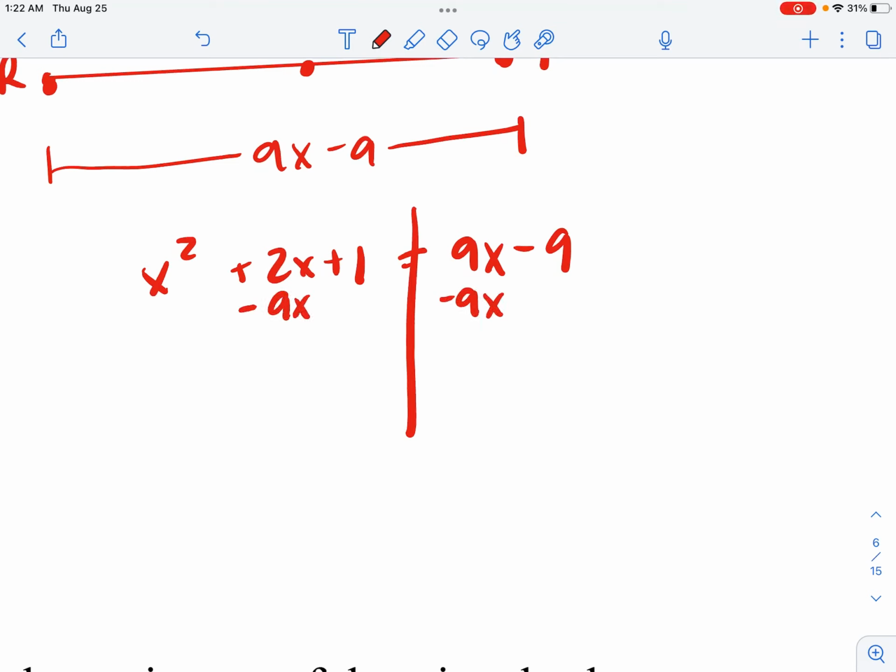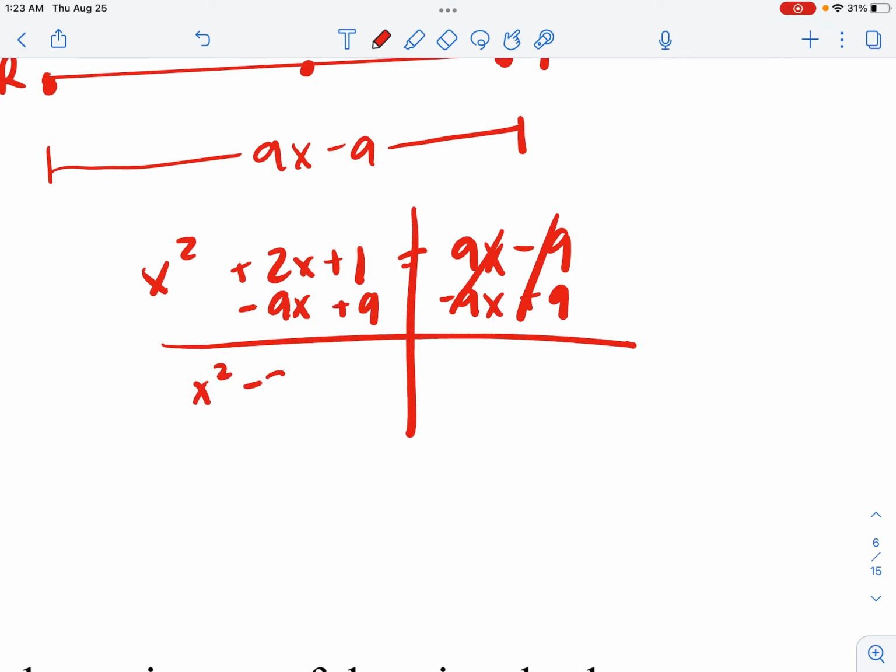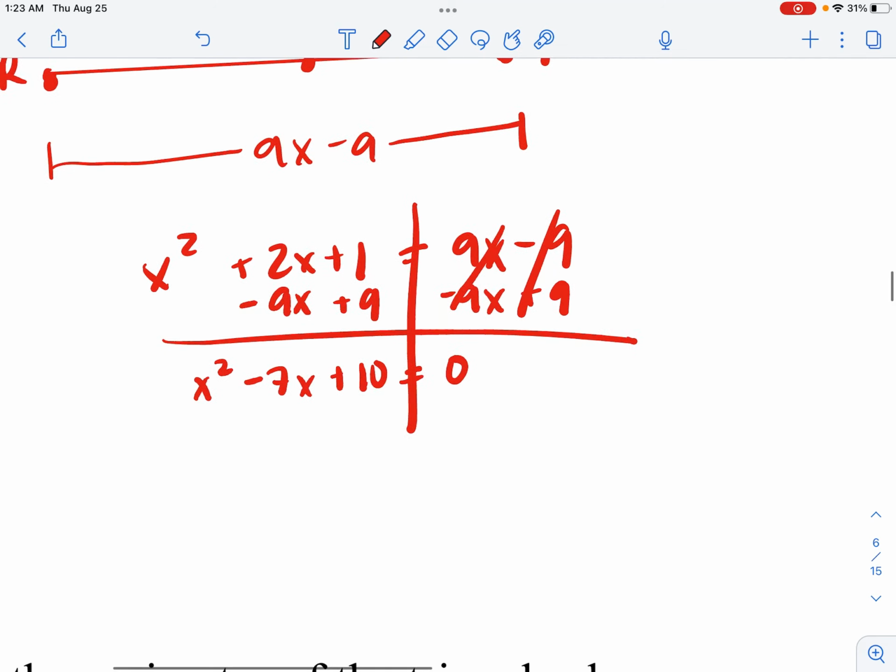So I'm going to do this, bring the 9x over and bring the 9 over using opposite operations. These all cancel out on the right side. We should get x squared minus 7x plus 10 is equal to, and notice there's nothing on the right side, we put 0. Okay, now, here's the kicker.